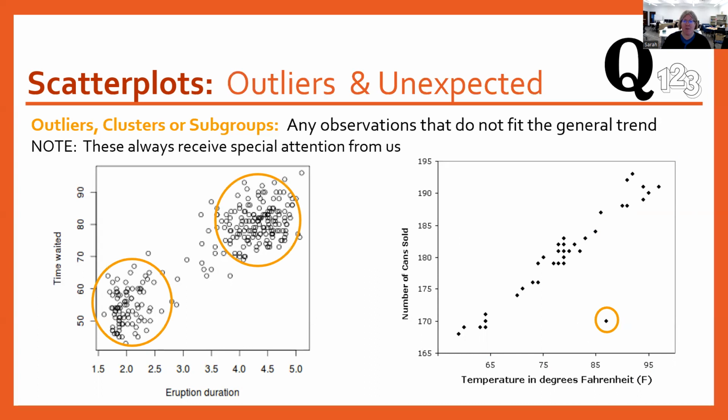So we talk about the form, whether it's linear or curved, the direction, positive or negative, the strength, so weak, moderate, strong, or none, and then whether there are any outliers, clusters, anything that's unexpected in that scatter plot.